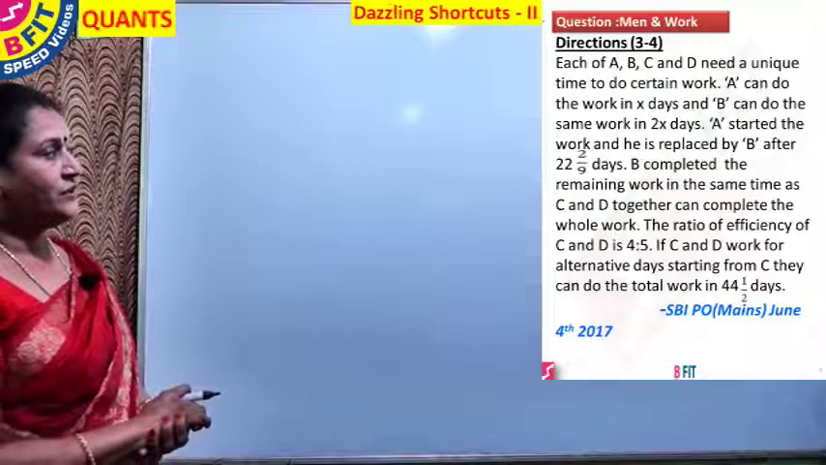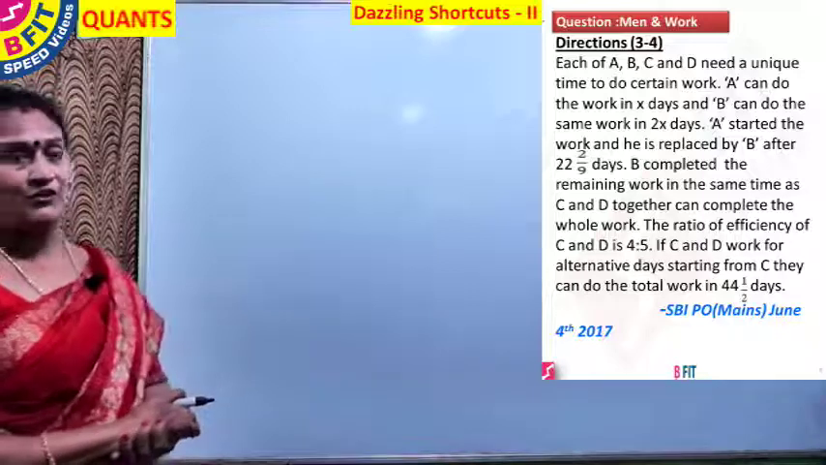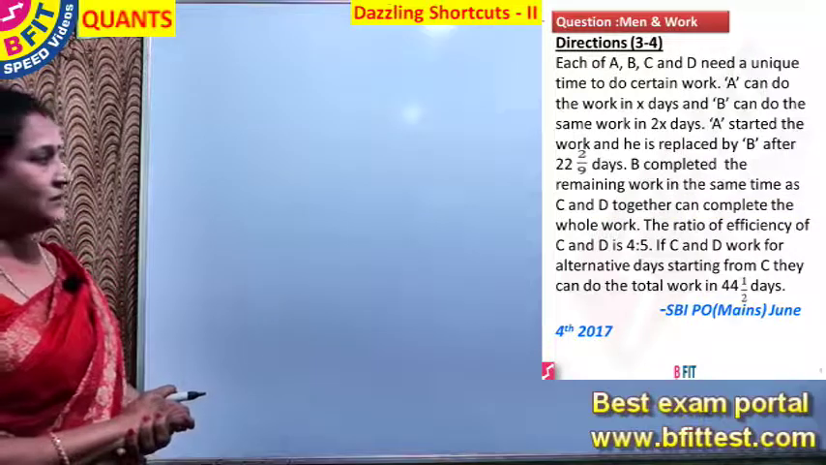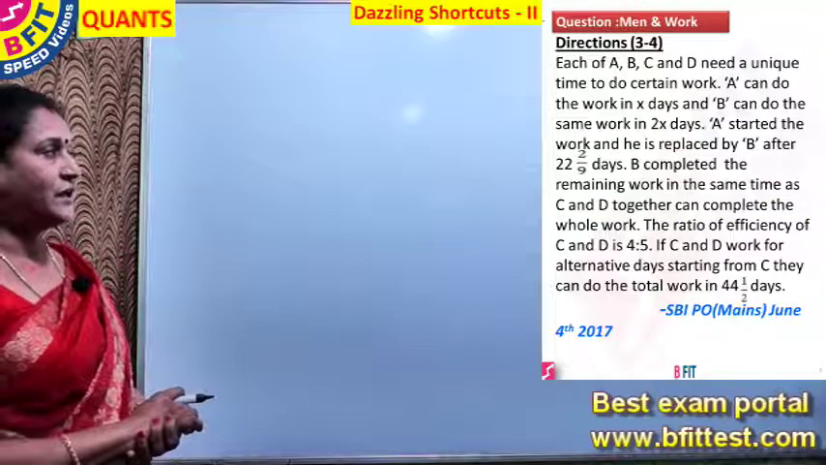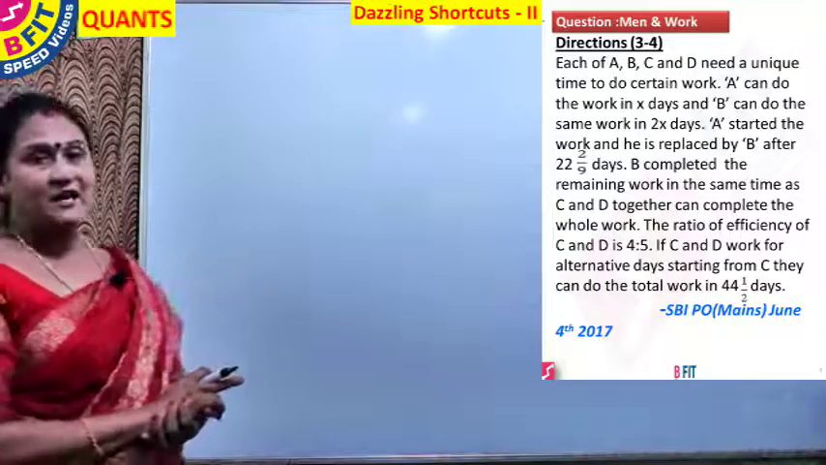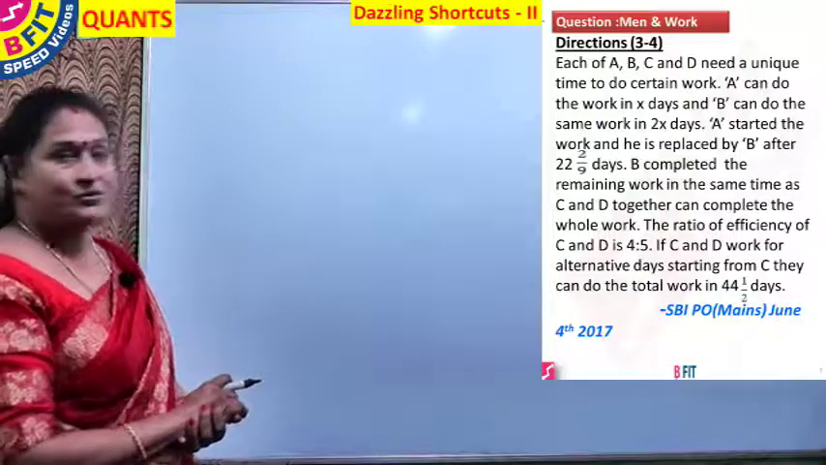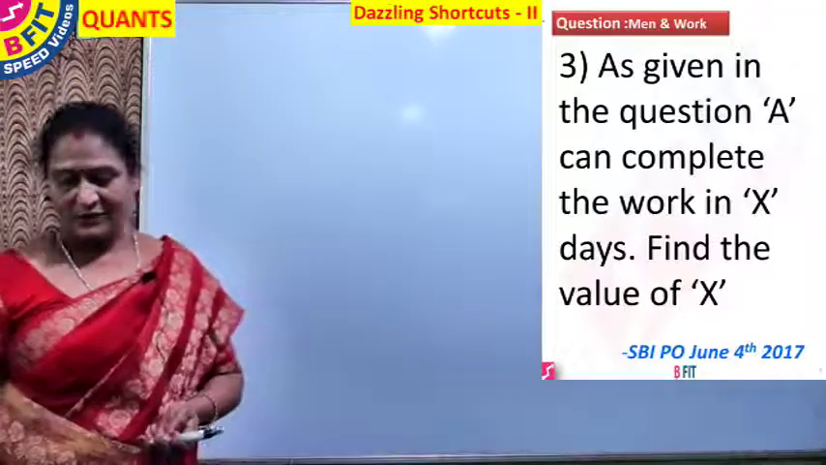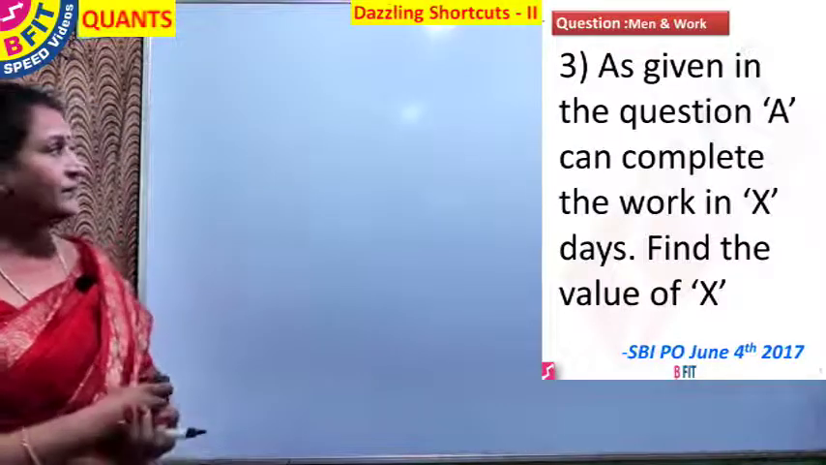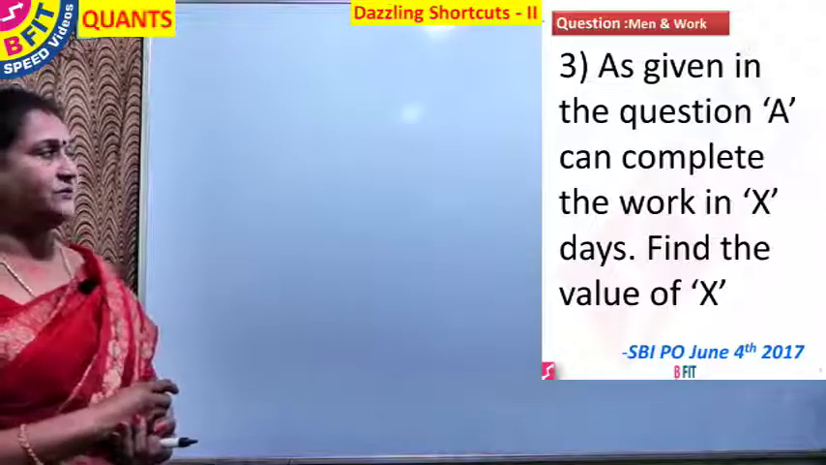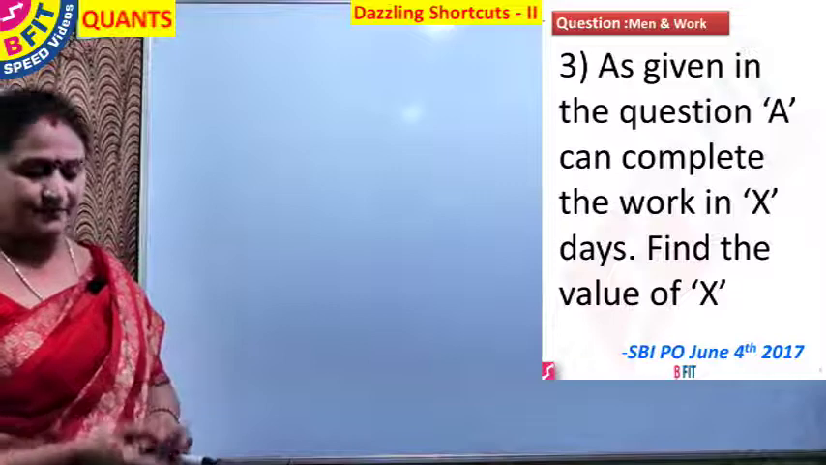The ratio of efficiency of C and D is 4:5. If C and D work on alternate days, starting from C, they can do the total work in 44.5 days. This question is taken from SBI PO Mains, June 4th, 2017. The question is, as given, A can complete the work in X days. Find the value of X.